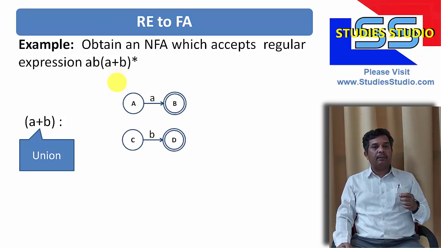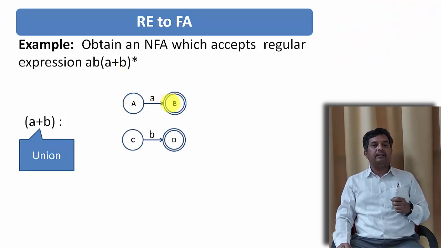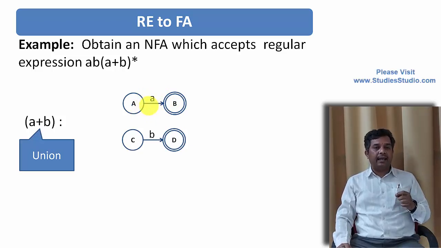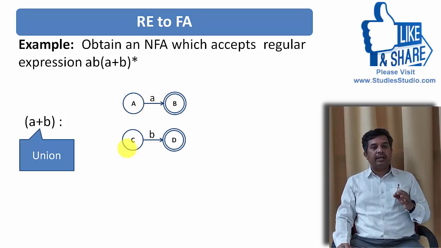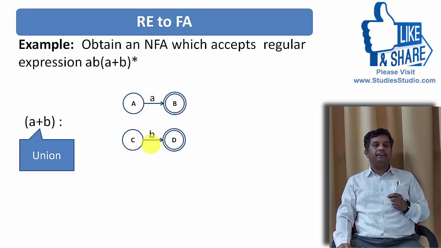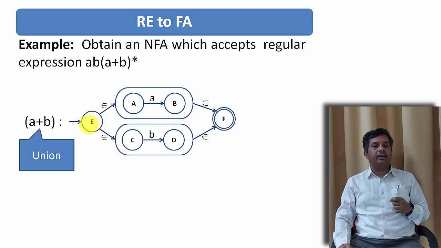There is a transition from A to B. There is a transition from these two states and the transition is on A. I'll take another two states, and the transition will be on B. And the plus operation I can do. I'll take another two states, one for initial and one for final.